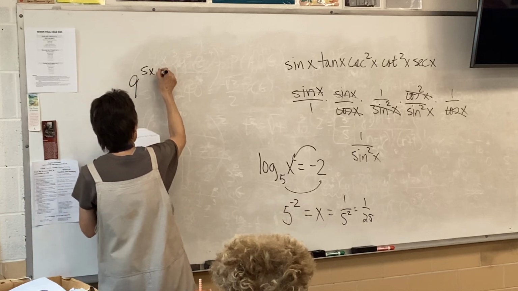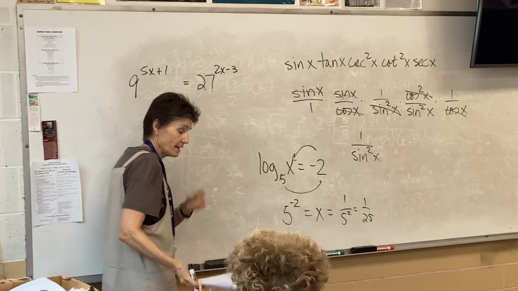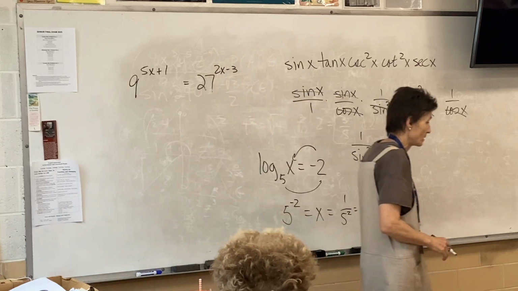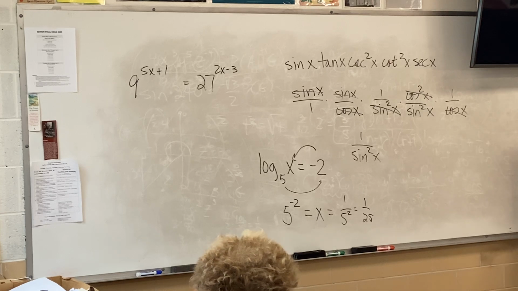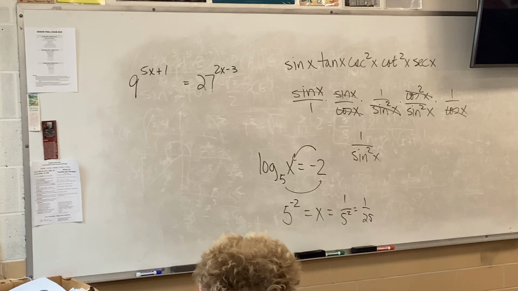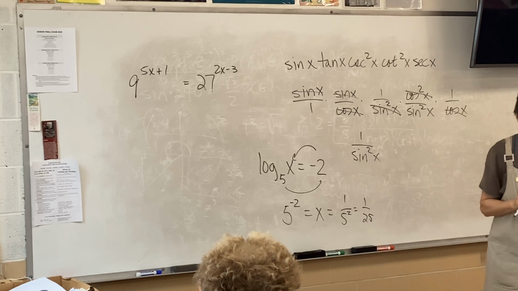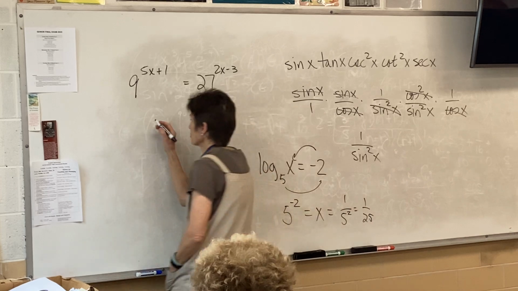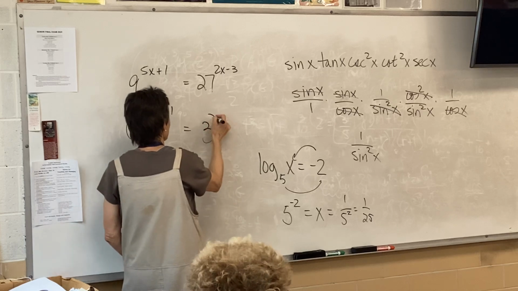All right, next, problem D in number 4. Nine to the 5x plus 1 equals 27 to the 2x minus 3. All right, Caden, we did this this morning. Tell me what's going on here. What's special about 9 and 27? They go into each other? Well, they go into each other, but it's more than that. That doesn't really help me do the problem. Josh? They're both powers of 3. 9 is 3 squared, and 27 is 3 cubed.